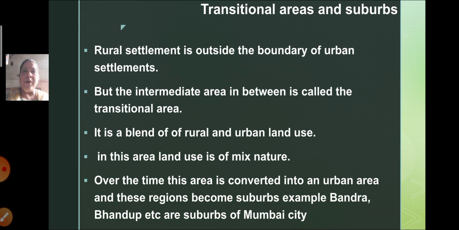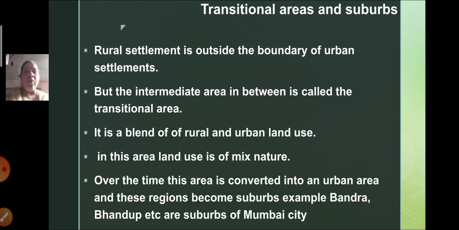Now we have learned about rural areas and urban areas. Now what is this transitional area? As you all know, the rural settlement is outside the boundary of the urban settlement. So just between the rural settlement and the urban settlement, there is an intermediate area, which is neither included in rural area nor included in urban area. Such an area is called a transitional area. So we can say the transitional area is a mixture, a blend of rural and urban.